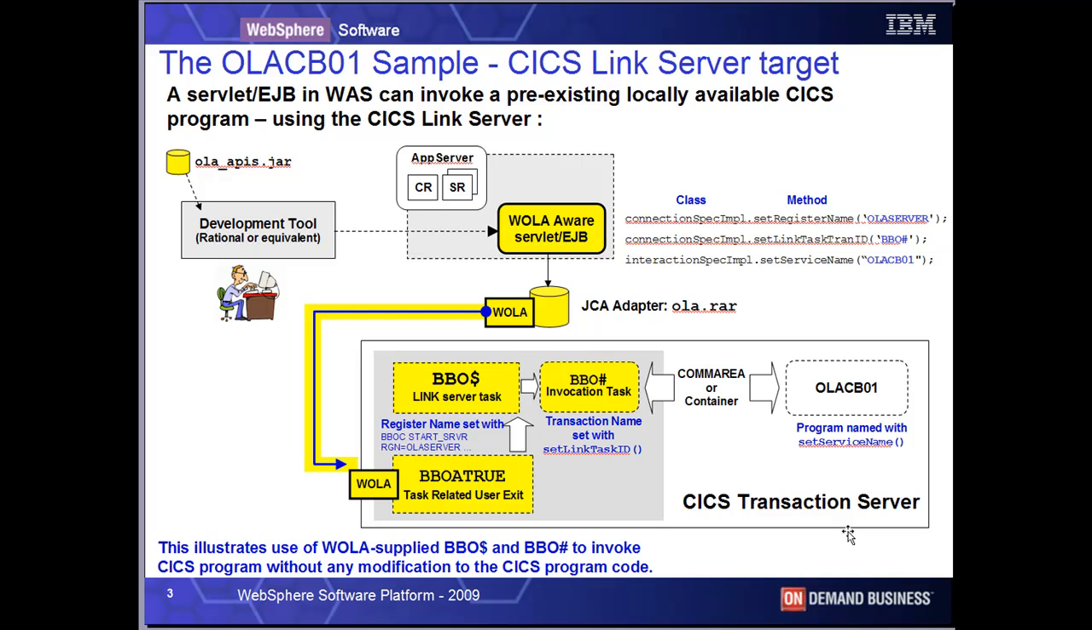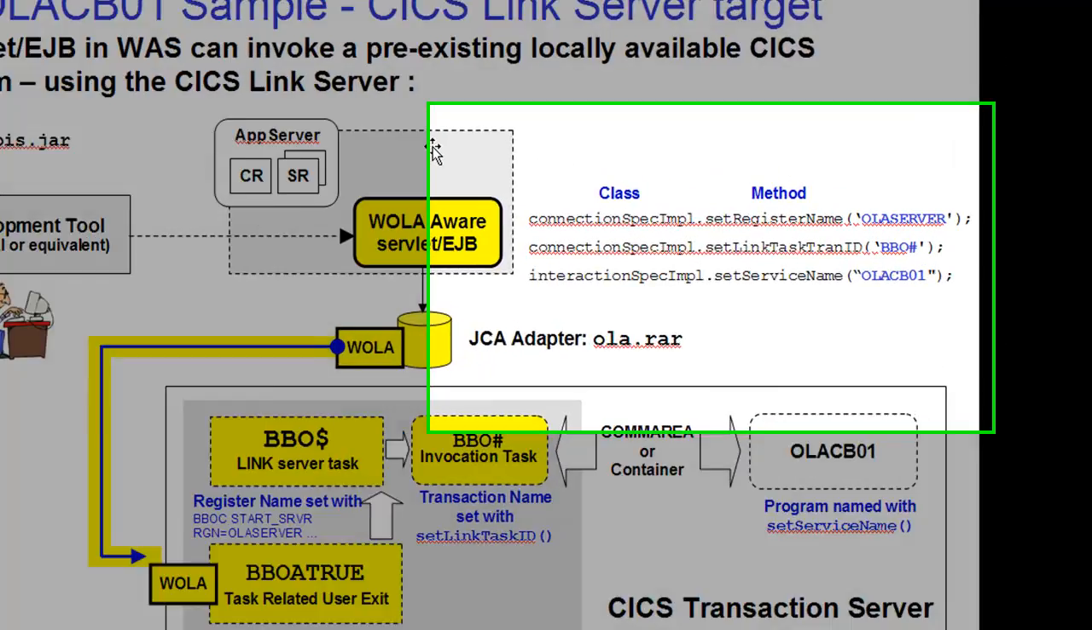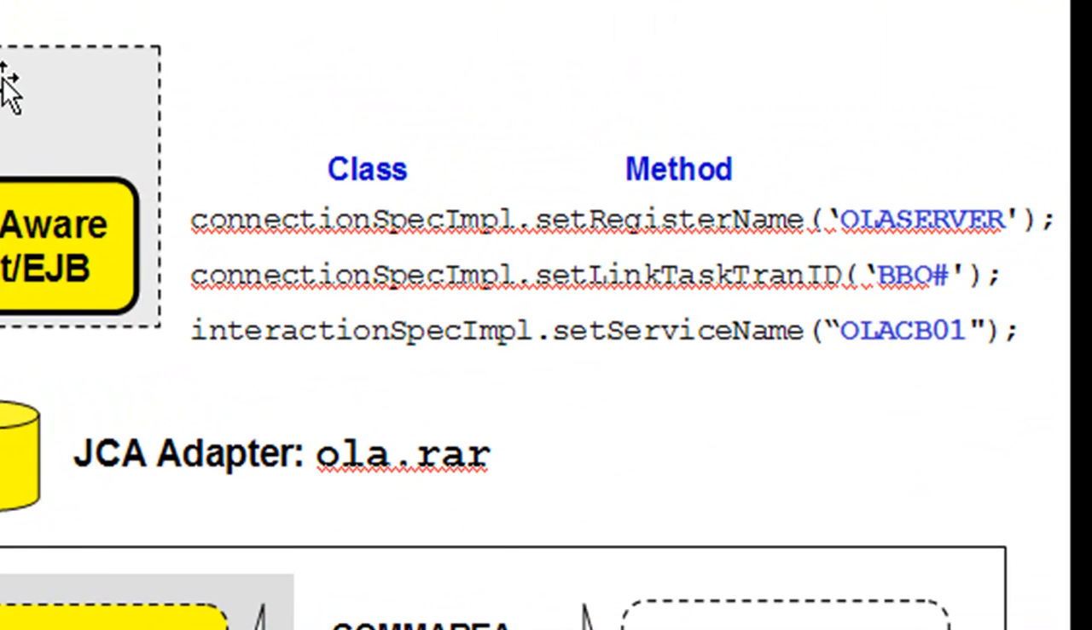As you'll see on this diagram, the application server, once enabled for WOLA support, can be used by applications to connect to existing CICS programs using several methods within the JCA adapter wola.rar. On the ConnectionSpecImpl, there's a method called setRegisterName, and here we've selected a register name of WOLAserver. Also on the ConnectionSpecImpl, there is a CICS-specific method called setLinkTaskTranID. This does not have to be used.